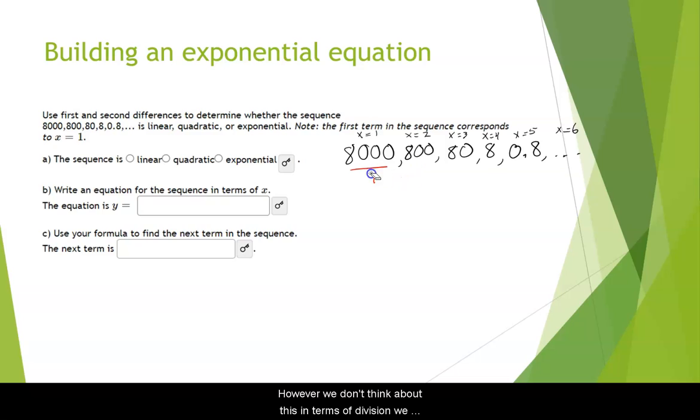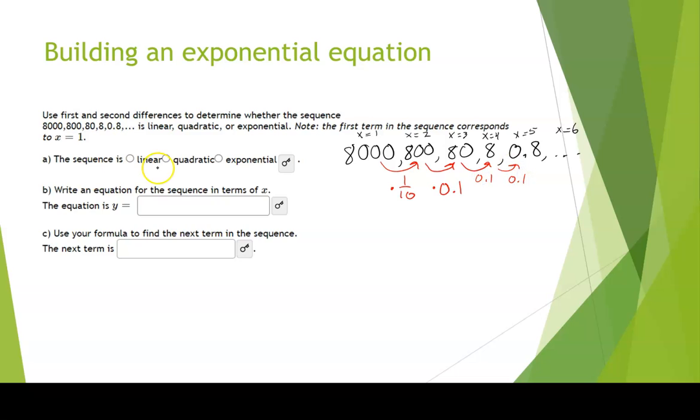However, we don't think about this in terms of division, we think about it in terms of multiplication. This is fine because every division problem can be rewritten as the multiplication of that reciprocal. So instead of saying this is divide by 10, I'm going to say this is multiplied by 1/10, which has the same effect. Or if you like decimals more than fractions, we can say this is multiplied by 0.1. And that pattern holds true. So since we have a multiplication pattern, times 0.1 times 0.1, we know that this sequence is exponential.